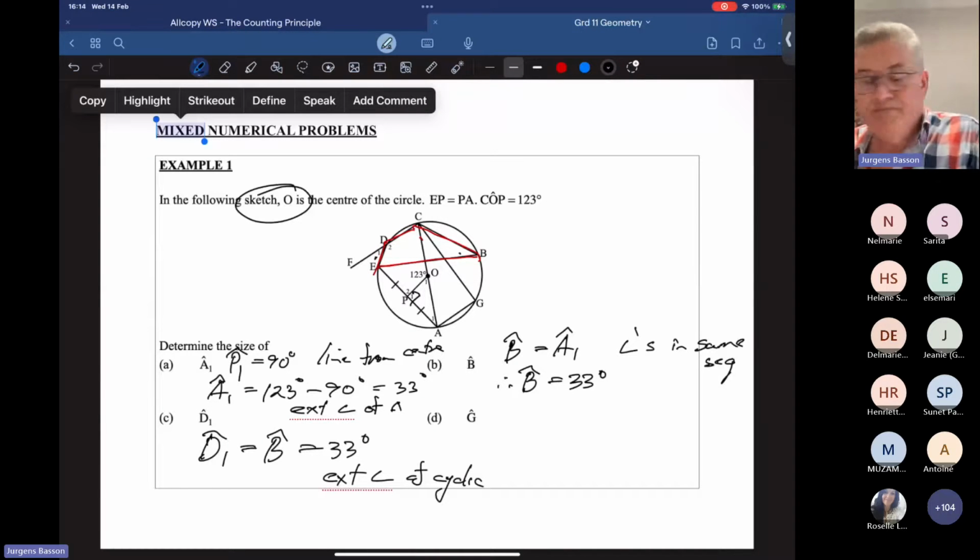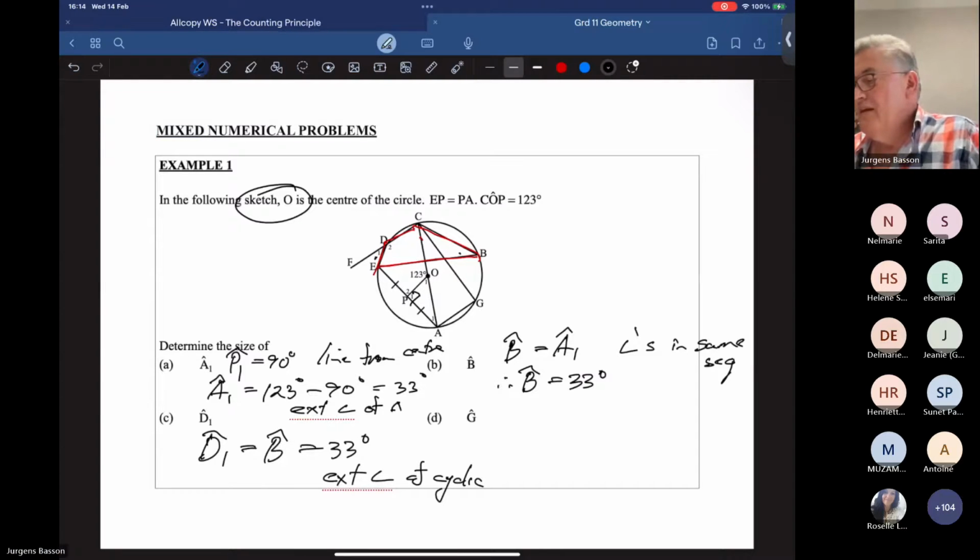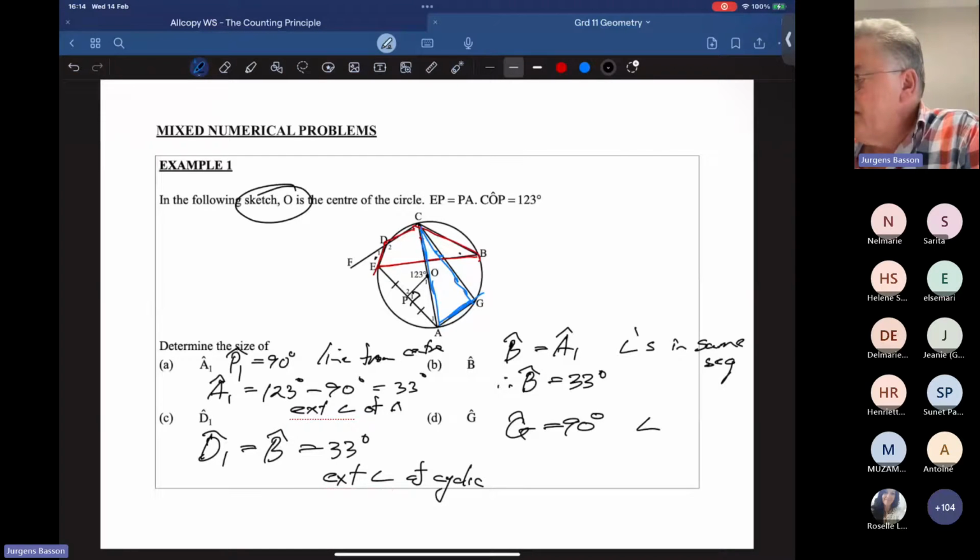Last one is G. What do we know about G? It is also quite an interesting one. It's not difficult, but just to recognize it, because this drawing's got more lines. If you look at that one, do you all notice that AC is a diameter? And if AC is a diameter, what is angle G? Then we say that angle G is 90 degrees, and that is an angle in a semicircle.